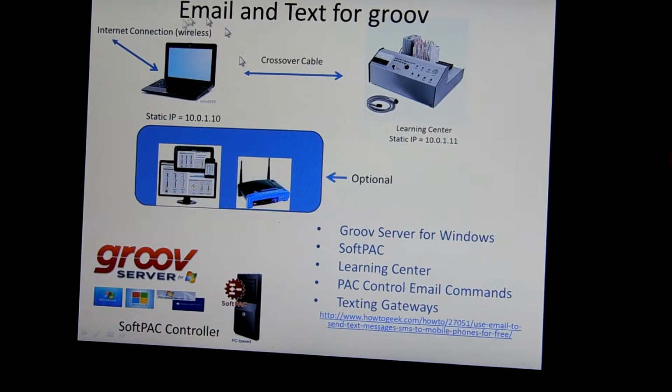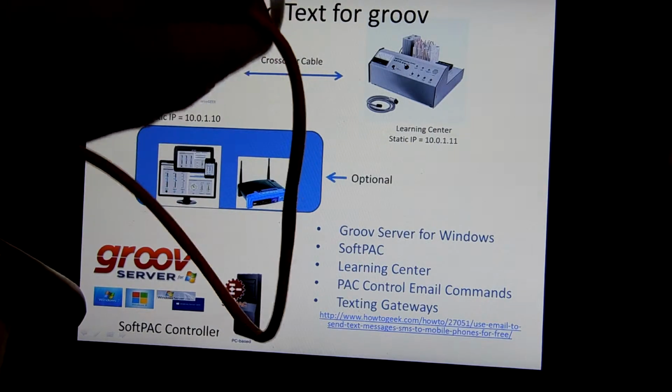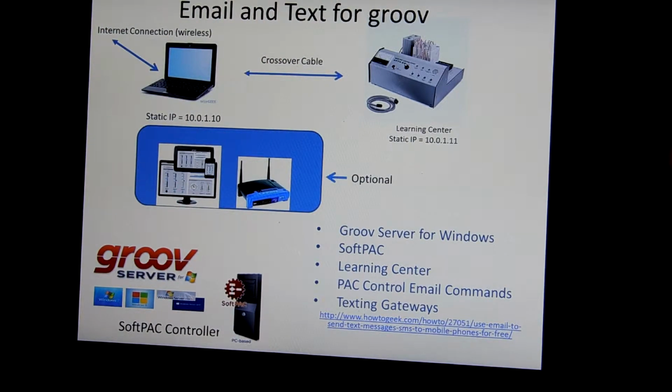I've got my laptop here, and between my laptop and the Learning Center is a crossover cable, in lieu of using a switch or a router or anything like that. So I don't have a bunch of networking cables all over the place. I just need the crossover cable. Optionally, I show on this diagram that we could use a router. You'd want a wireless router so that when we get to the Groove part, you could show an iPad or an iPhone connected to the whole thing, but maybe we'll get to that at the end.